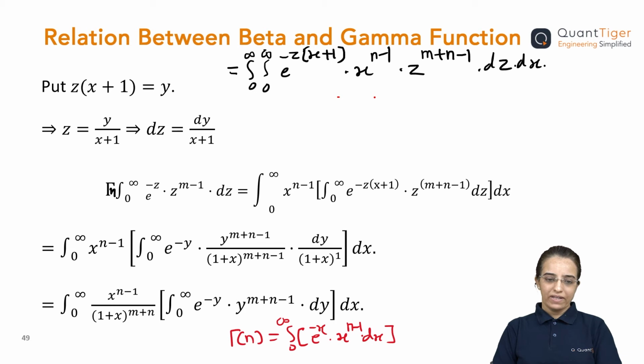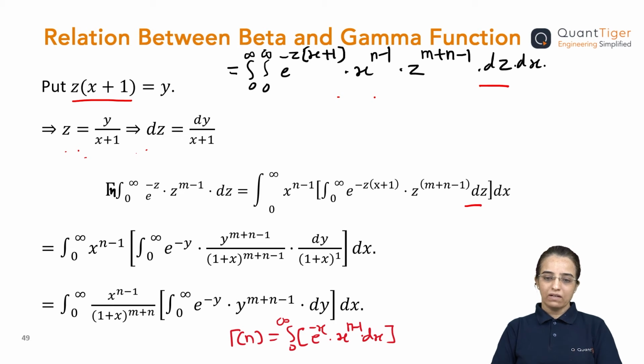ये y की जगह we will be substituting z into x plus 1. मतलब जहाँ पे भी हमें दिखाई दे रहा है, so that we can substitute. So ultimately we don't have y, so z's value we will be finding by using this. So z and dz we will be finding. Now we can see, left hand side I kept it as it is. Now in the right hand side we will keep dz value here. This is the dz value.